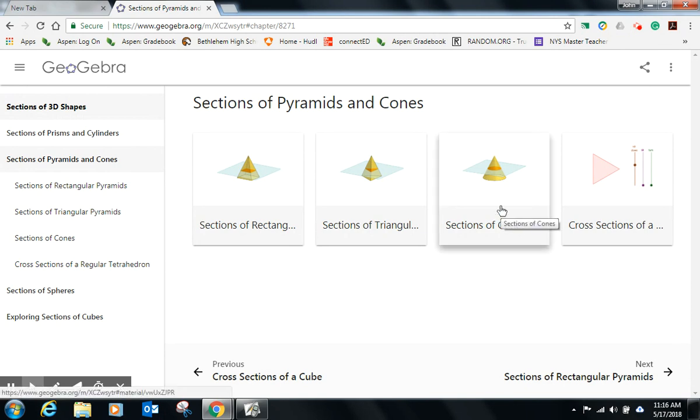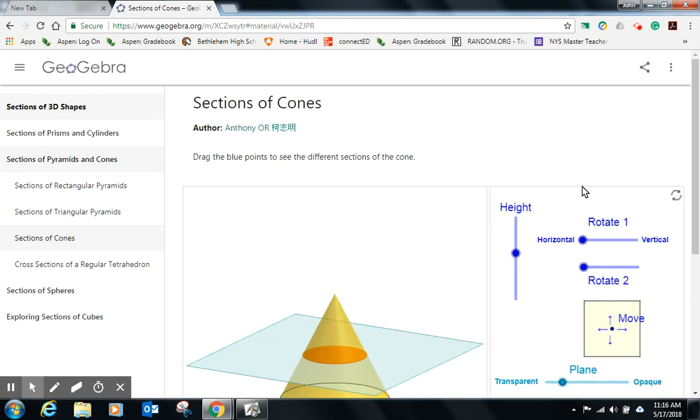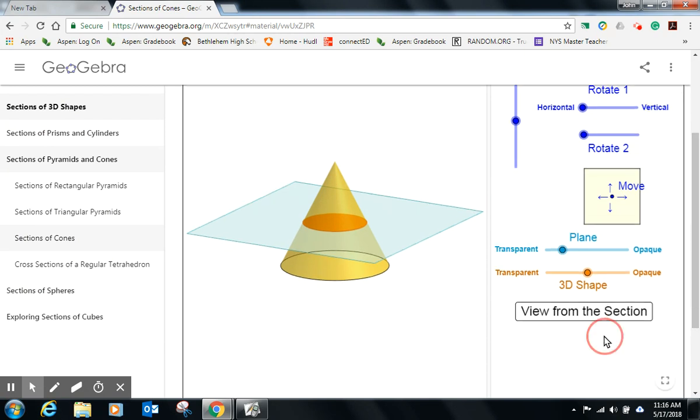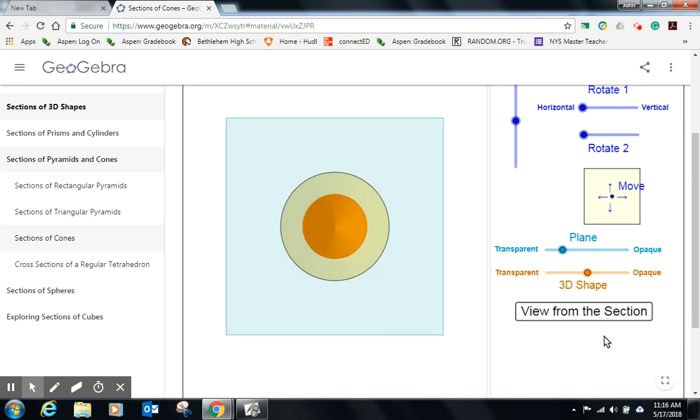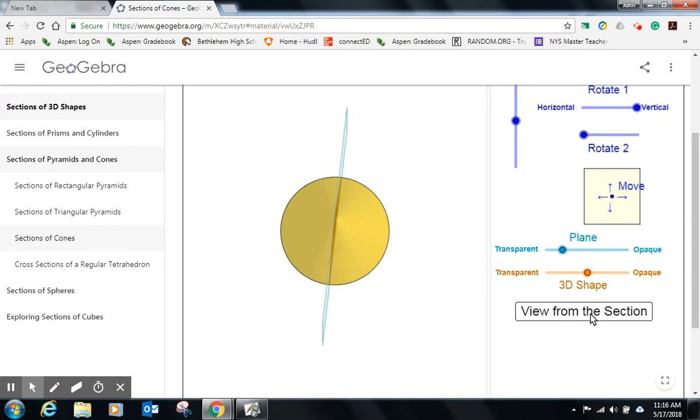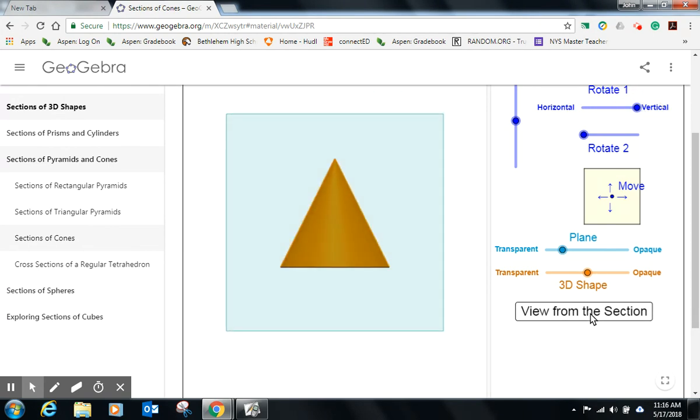So go to sections of cones. Everyone see we got a horizontal going right now. What's that going to be? A cross section of a? That's definitely a circle if you want to take a look. There's the circle. What do you think it'll look like when I do a vertical? Oh, really? Let's see. There you go. Nice job, guys.